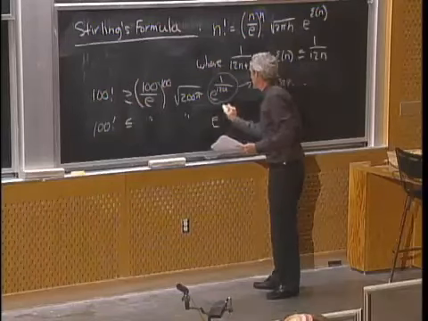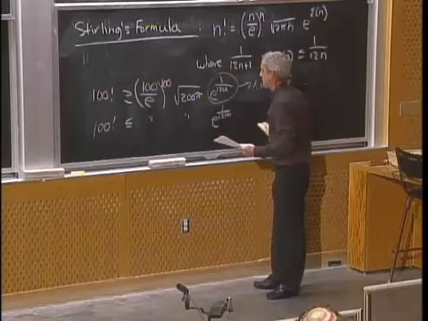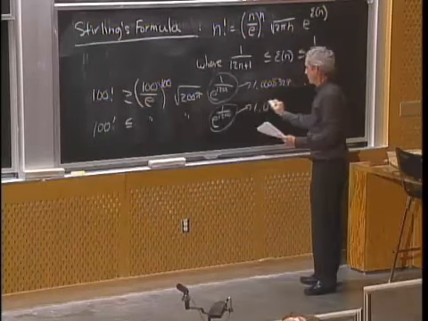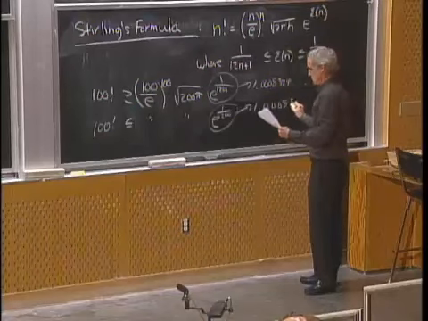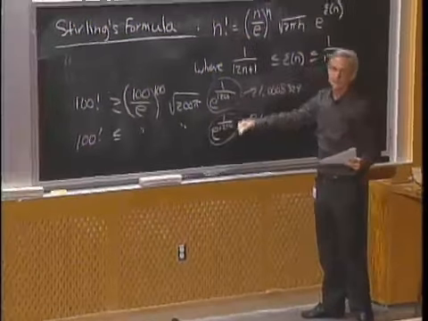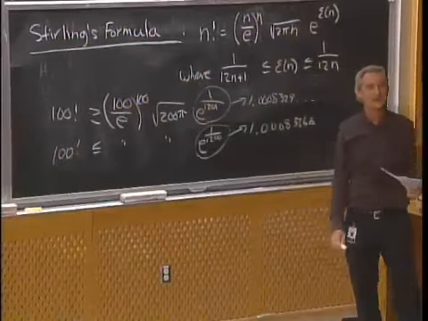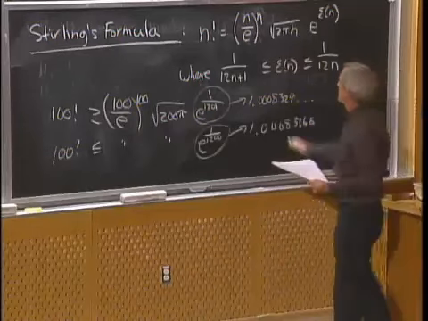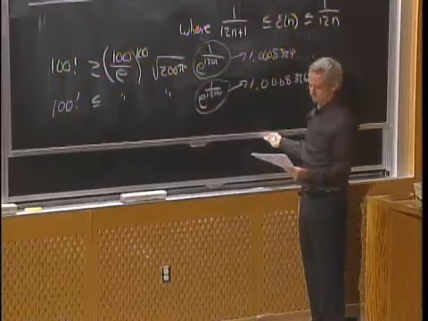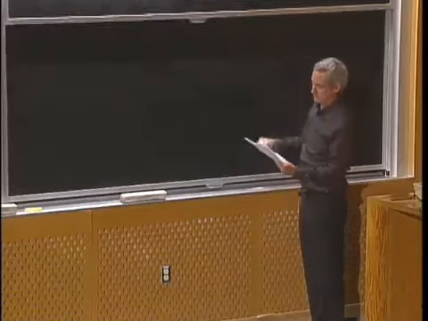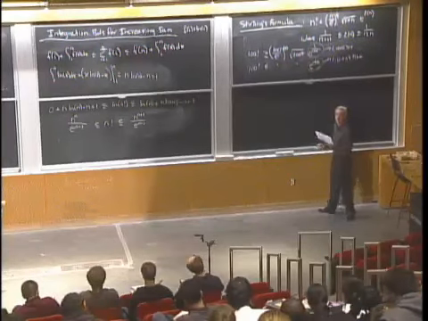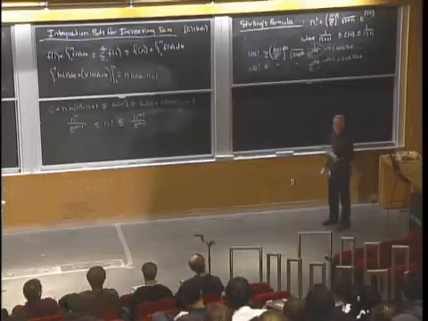only here it's e to the 1 over 1200. And that is very close to 1, 1.00083368. So the difference in these bounds is a tiny fraction of 1%. So the bound you get from Stirling's formula is very, very close to the right answer. Any questions on Stirling's formula? We won't derive it.